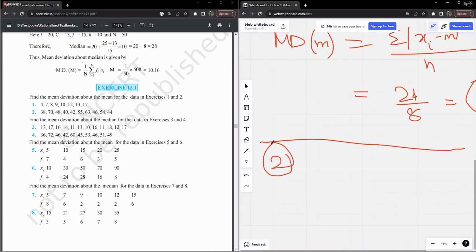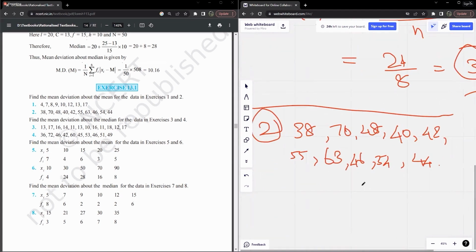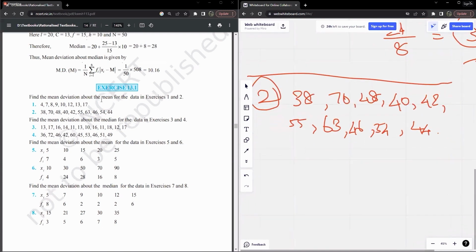Question number 2. The data set is 38, 70, 48, 40, 42, 55, 63, 46, 54, and 44. Writing this in a Python list would be easier, I guess. But yeah, so we have this list.